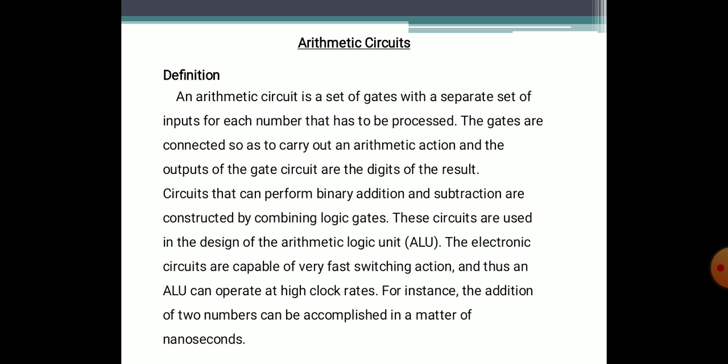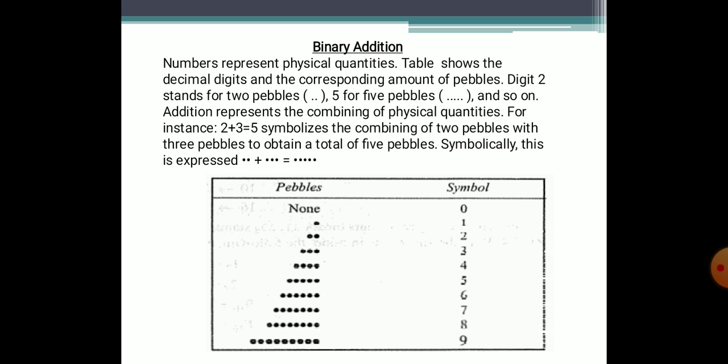So in this session, we are going to learn about binary addition. The most basic arithmetic operation is addition. The circuit which performs the addition of two binary numbers is known as a binary adder.